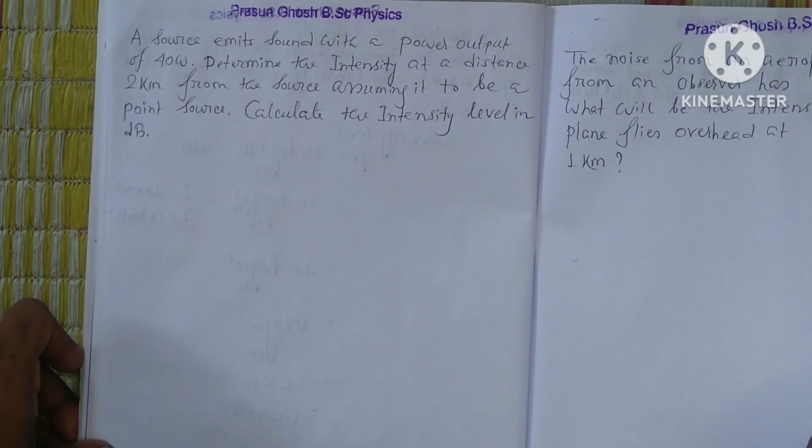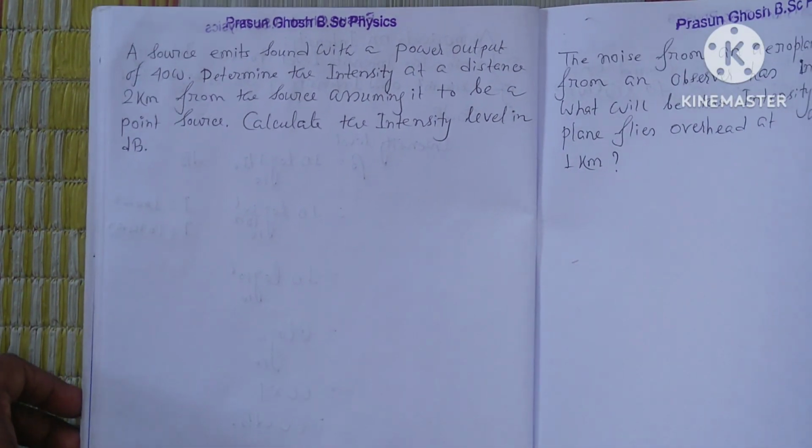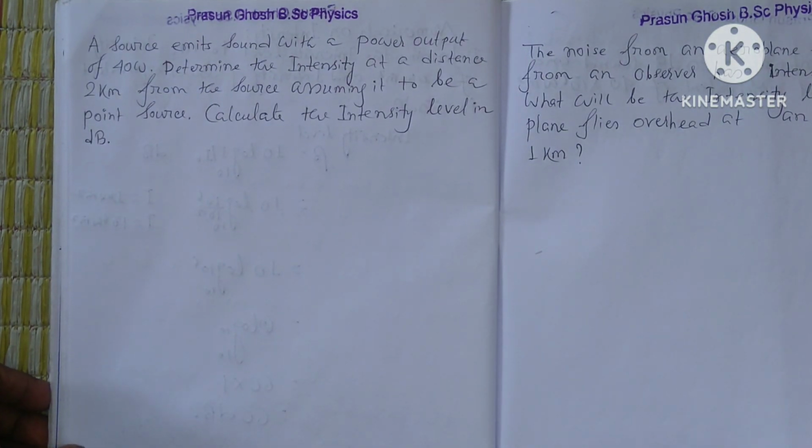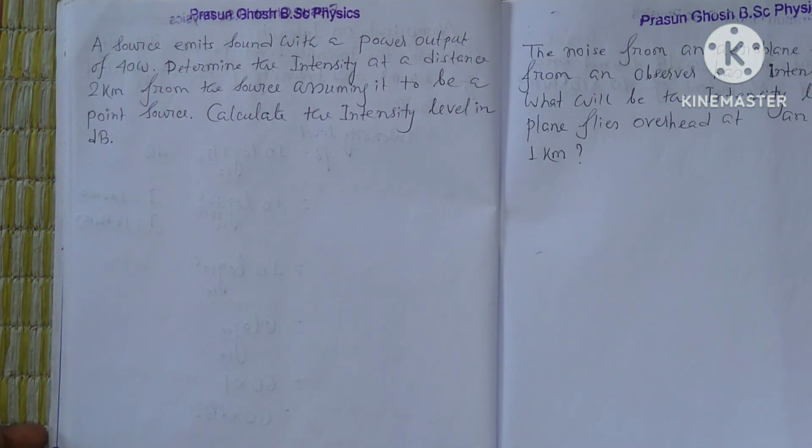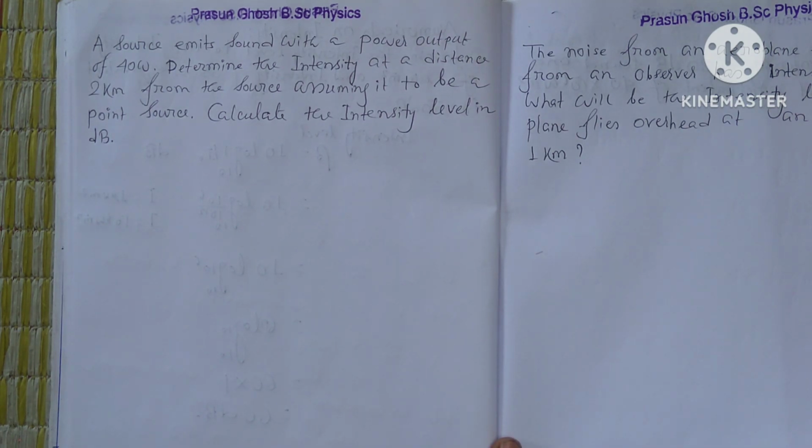So this is the standard value we have to remember. Next, I come to the next problem. Here a source is given. A source emits a sound with power output 40 watt, and we have to calculate the intensity at a distance 2 km from the source, assuming it to be a point source. Calculate the intensity level in dB.